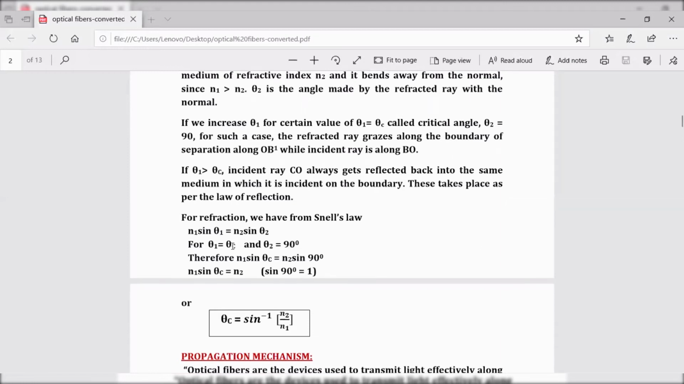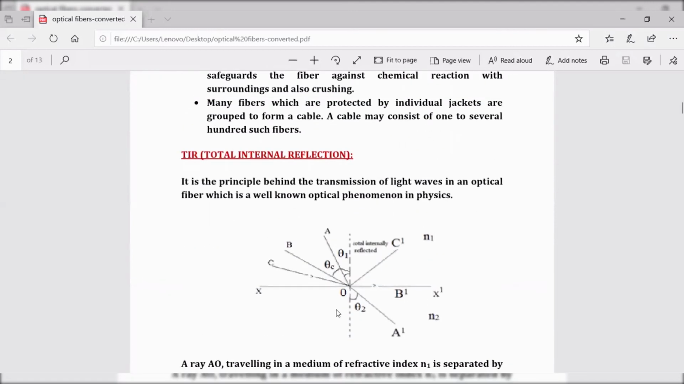So let us substitute this in the above equation, so that n1 sin theta c becomes equal to n2 sin 90. But we know sin 90 is 1. Therefore, n1 sin theta c is equal to n2, or theta c equals sin inverse of n2 by n1. If I know the n1 and n2 values, I can find the critical angle of incidence, theta c. So this is about total internal reflection.